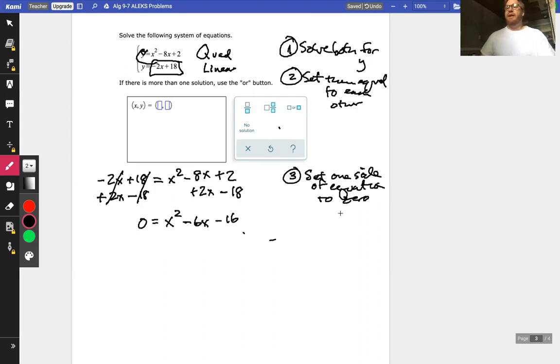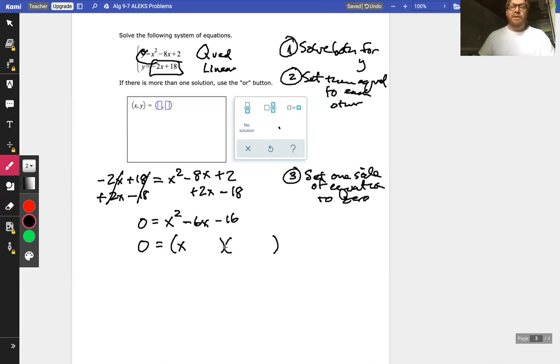And remember, if we get 2 of them, that means the graph crosses at 2 points. If we get 1, that means it's a double root, but it's the same thing. They just touch each other in one spot. And then if you get none, it means they never meet. Okay, so let's check this out and see what we get. So let's try to factor this thing. So we got 0 equals, we're going to make our parentheses.